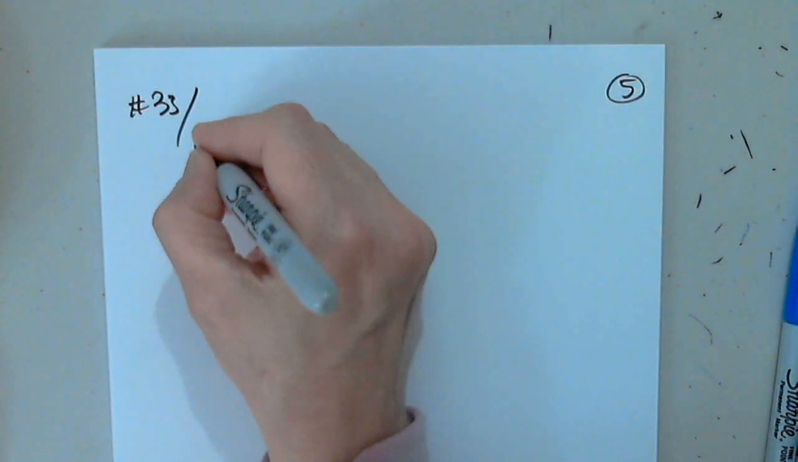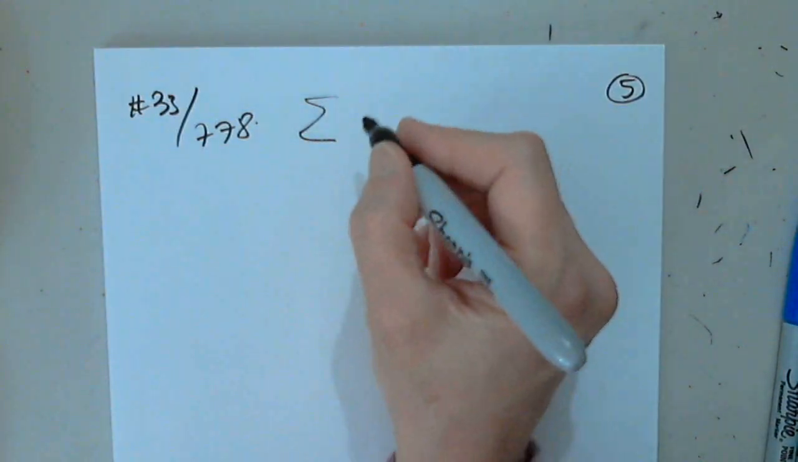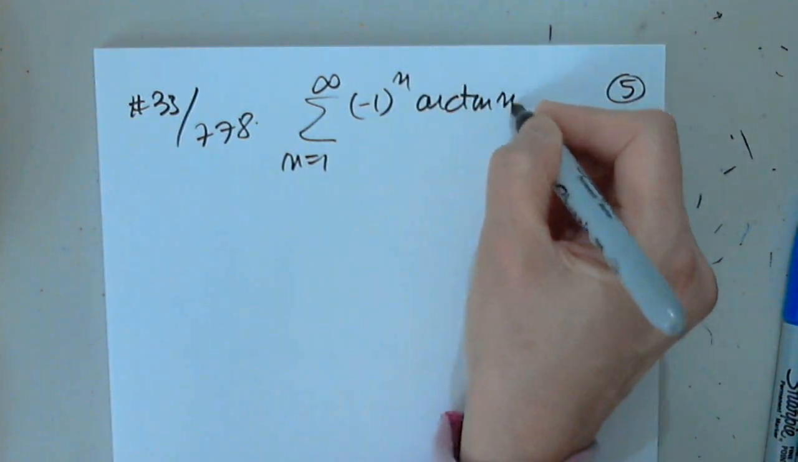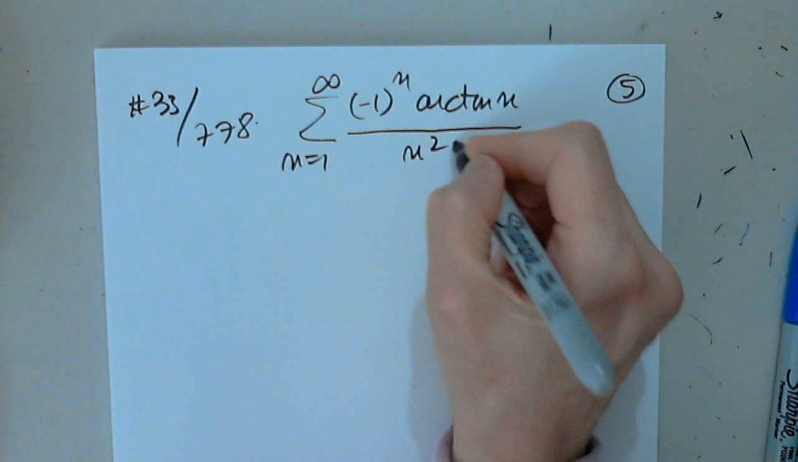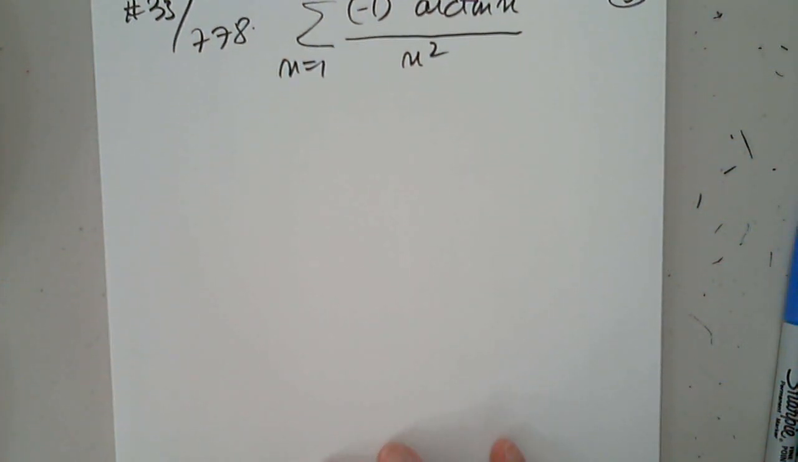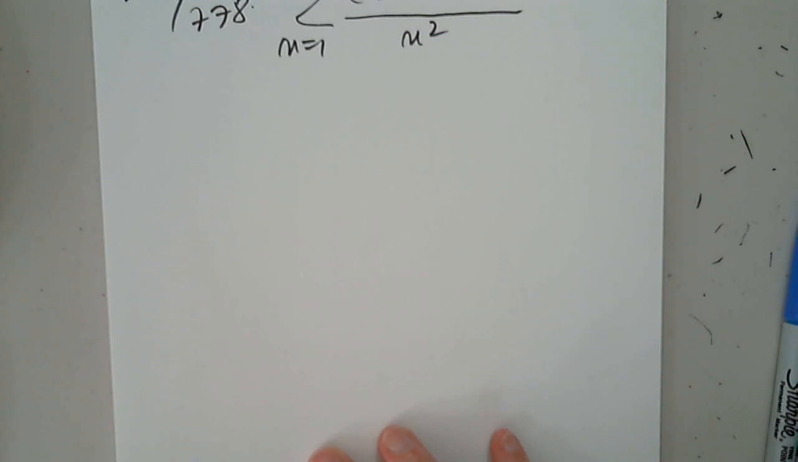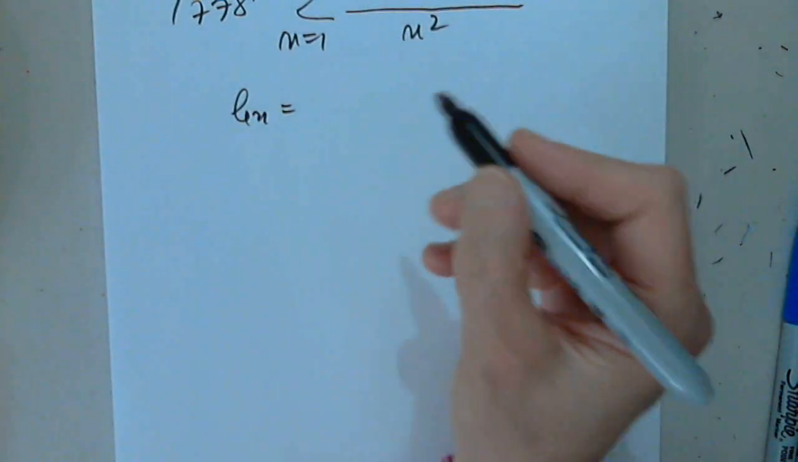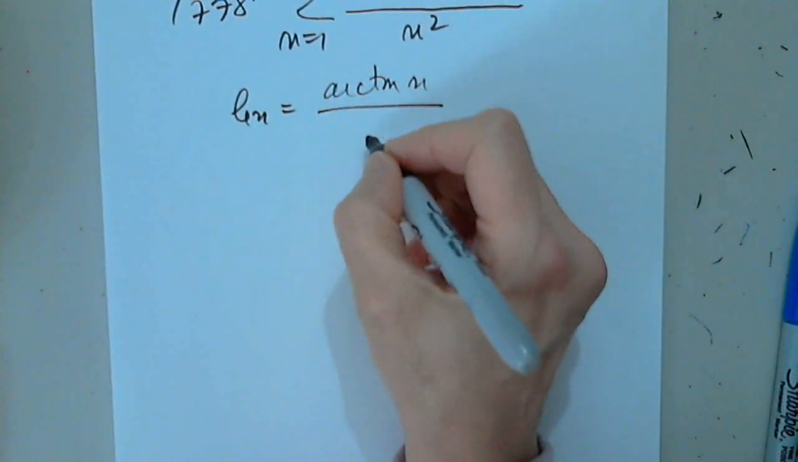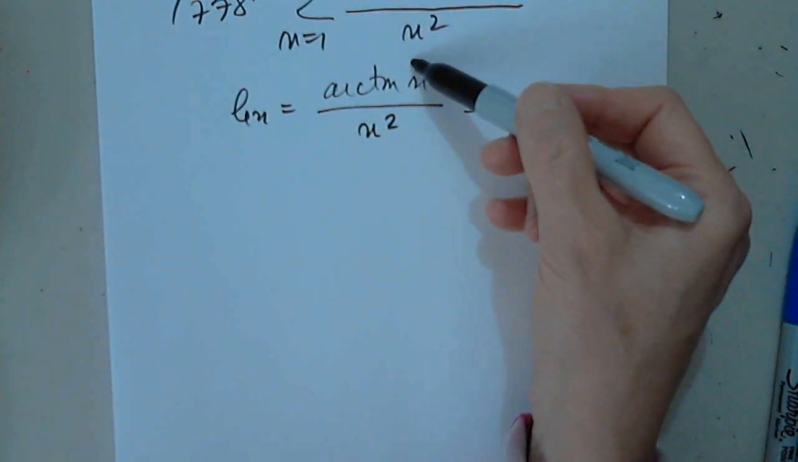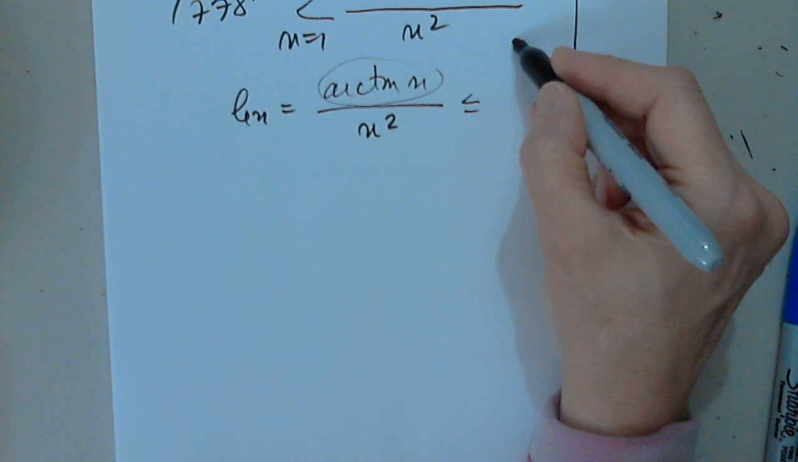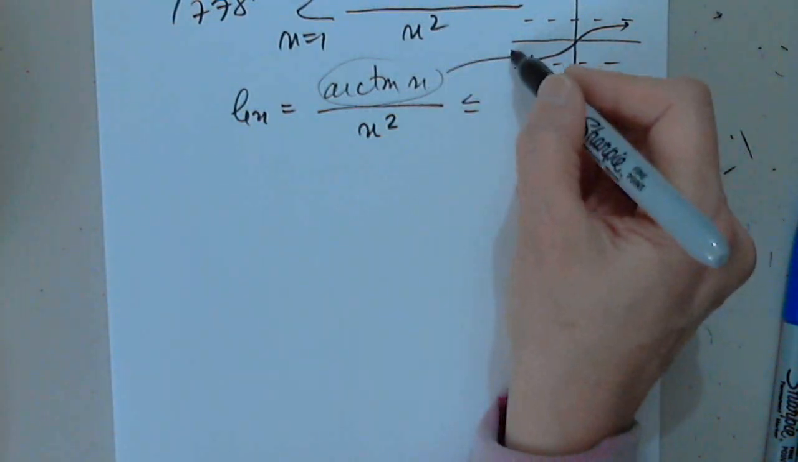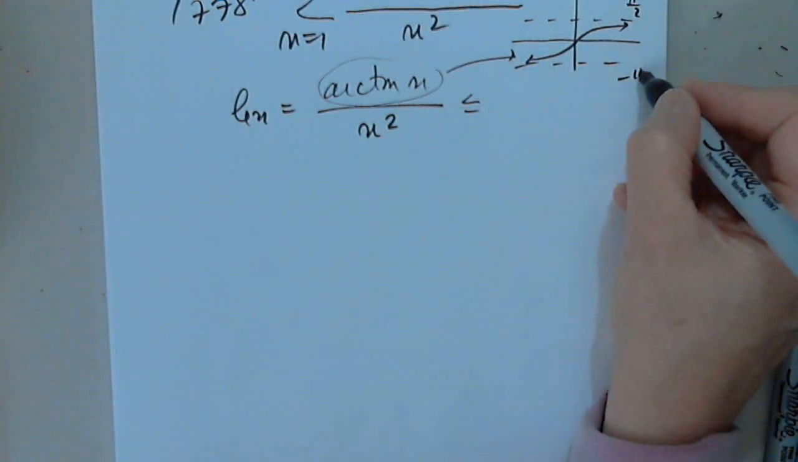33 is on the same page, 778. So we have the series from 1 to infinity of negative 1 to the n, arctangent n over n squared. Good, so this is an alternating series. So let's take a look at b_n, which will be arctangent n over n squared, which, if you remember, is a bounded function. Here's the graph. The arctangent is between pi over 2 and negative pi over 2.